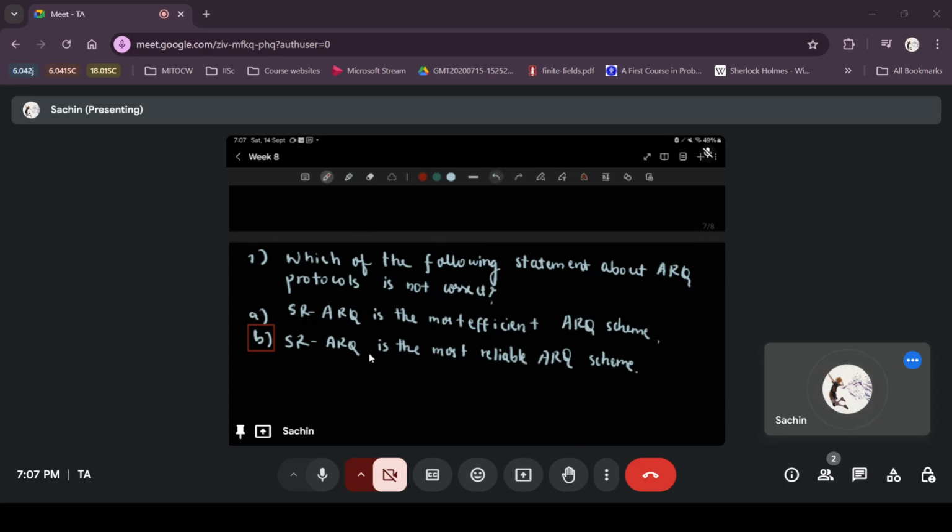Type 2 HARQ is more complex than type 1 HARQ scheme.